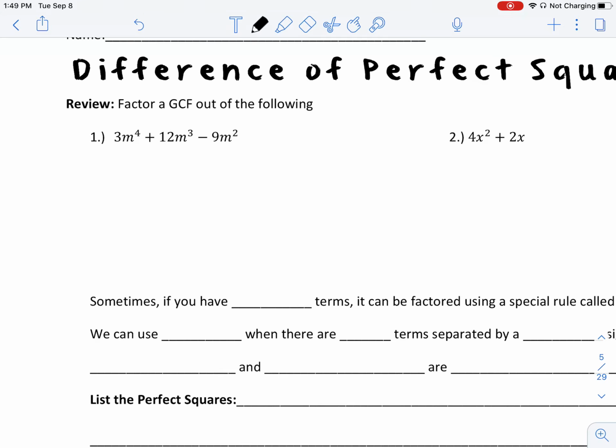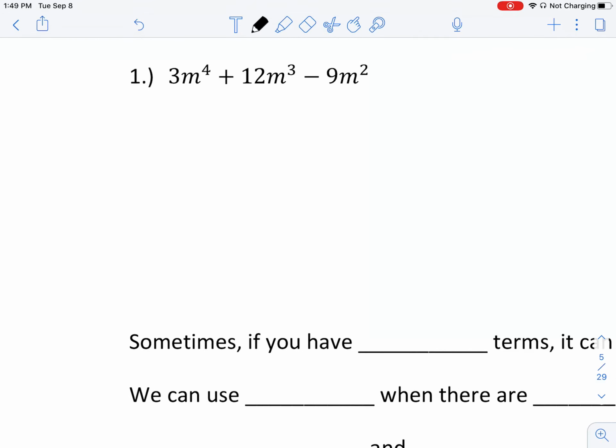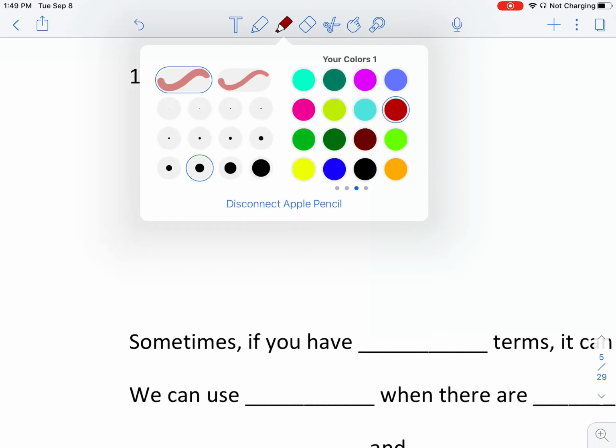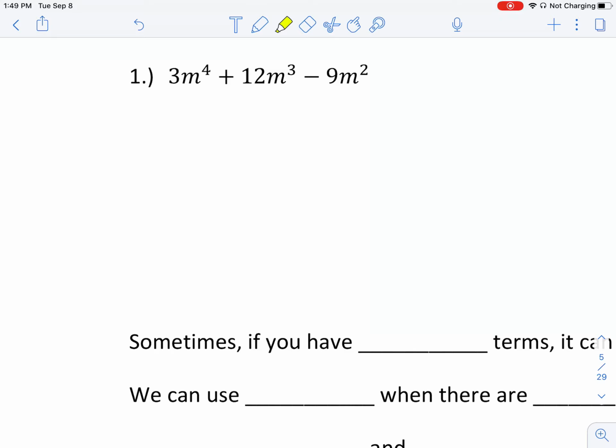a GCF. So in order to factor out a GCF, first we need to find the GCF. So that's going to be the biggest number that goes into all of your numbers. So remember my advice, look at the smallest coefficient and see if that goes into the other ones. So in this case, our smallest coefficient is 3. And you'll ask yourself, well, can I divide 12 by 3? And can I divide 9 by 3? And if your answer is yes, that means that 3 is correct. That is the biggest number that goes into all of your numbers.